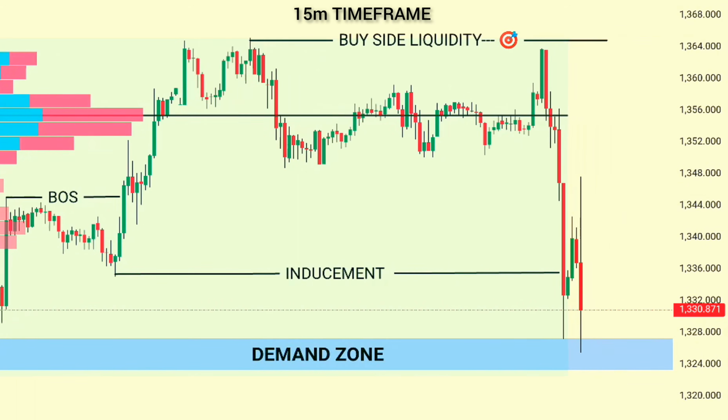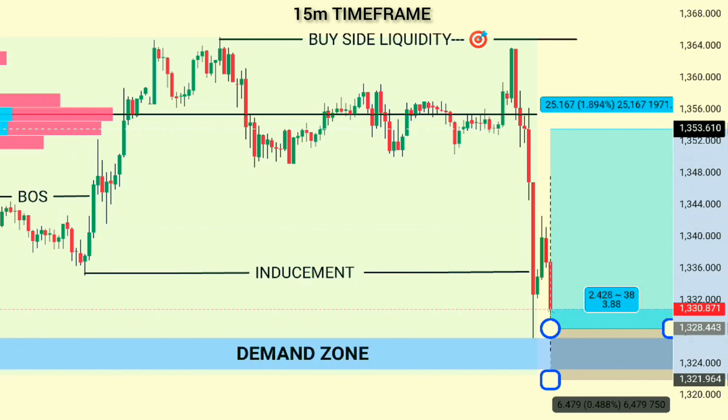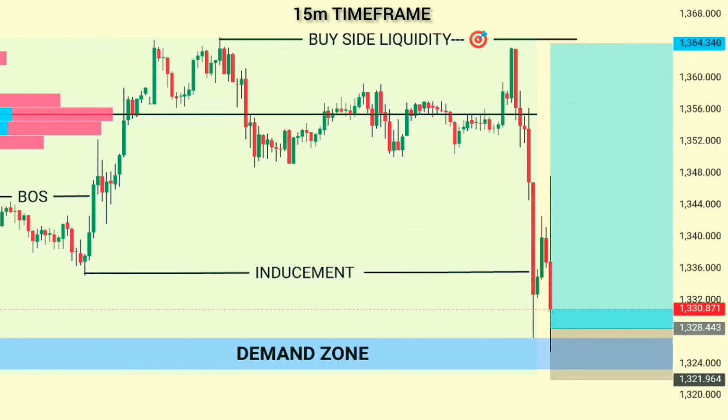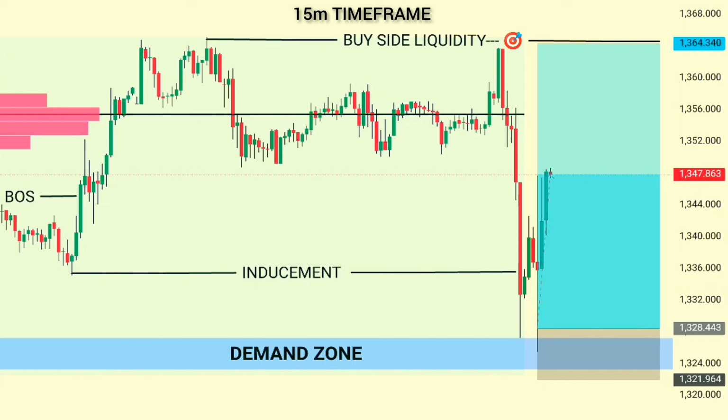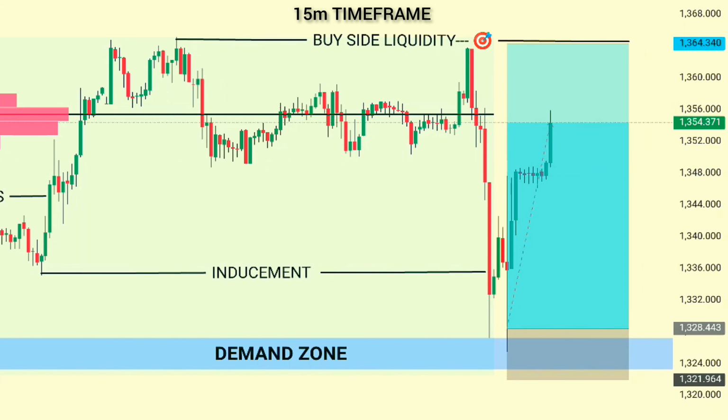This is the exact entry from the demand zone after liquidity is taken and volume aligns. Now the target is clear. Price moves from demand towards the buy-side liquidity above the highs. This is not a random trade. This is a planned setup with confirmation.